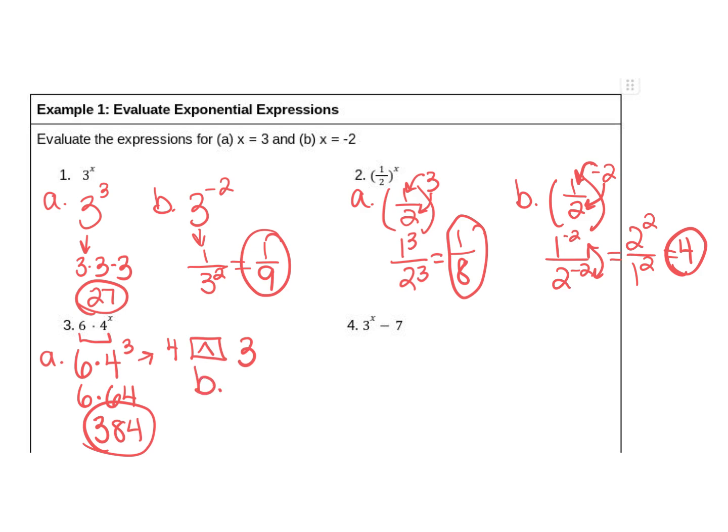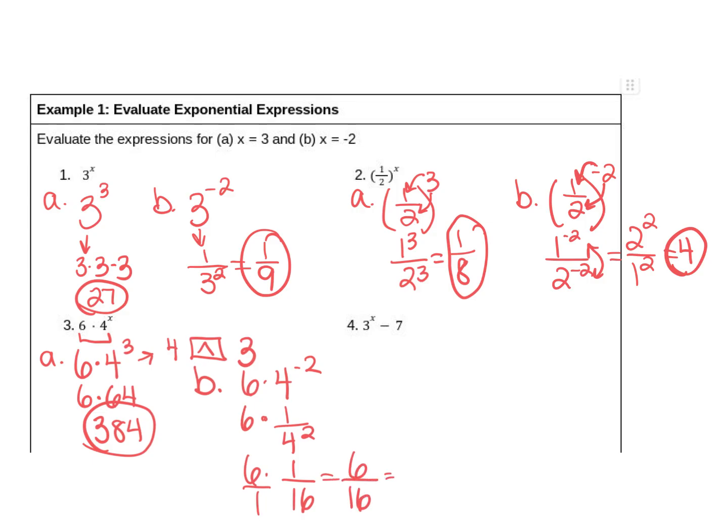Part B, we're going to raise it to that negative 2. So can't have a negative exponent, so 1 over 4 squared. 4 squared is 4 times 4, which is 16. And then when you multiply a fraction, you multiply straight across the top and straight across the bottom.